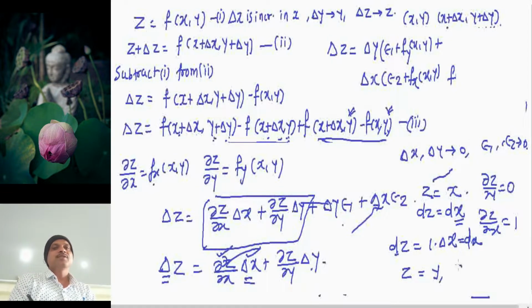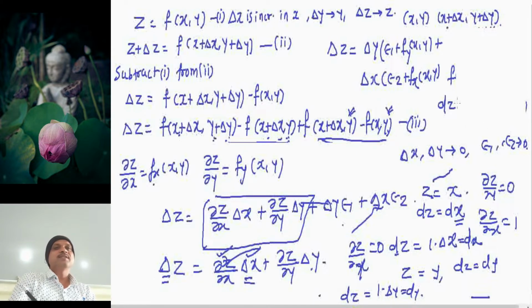Similarly, whenever z is a function of y only, then dz equals dy. Since z is a function of y, del z by del x equals 0, and we get dz equal to 1 into delta y, equal to dy. So we get the total derivative, that means dz equals ∂z/∂x into dx plus ∂z/∂y into dy.